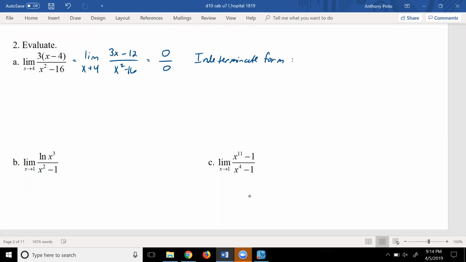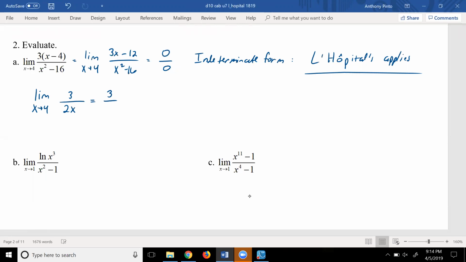And we can say that L'Hopital's, spelled L'Hopital wrong, we can say L'Hopital's applies. Okay, so again, we take the derivative of the numerator, which is just 3, over the derivative of the denominator, which is 2x. Plug in the value of x as it goes to 4, and we get 3 over 8. Boom, we've got our limit.